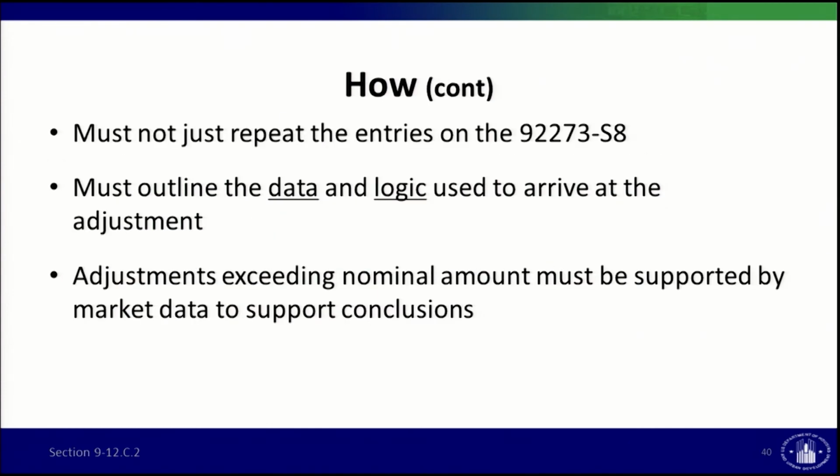In discussing the how, you cannot just reiterate what is in the grid, i.e., I adjusted the rents downward in Comp A because of location. Instead, you must provide the logic you used to arrive at that adjustment. For adjustments exceeding a nominal amount, you have to present market data to support those conclusions. The department has defined nominal amounts in Appendix 9.1.2. Now, let's look at an example of the how and why in a rent comparability study.